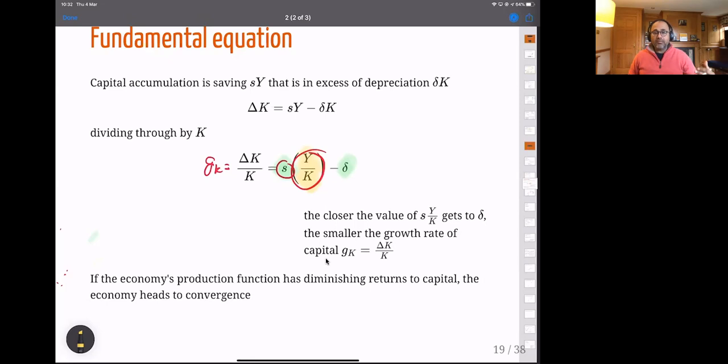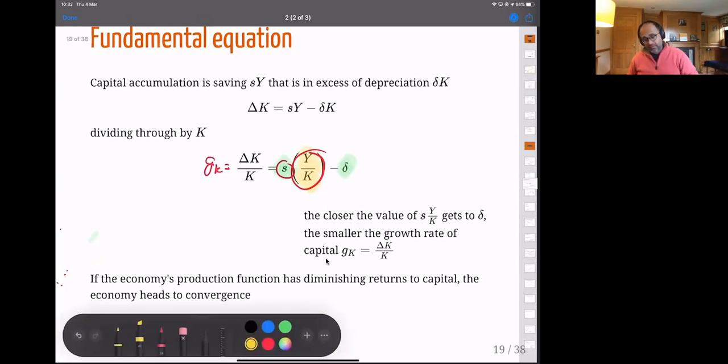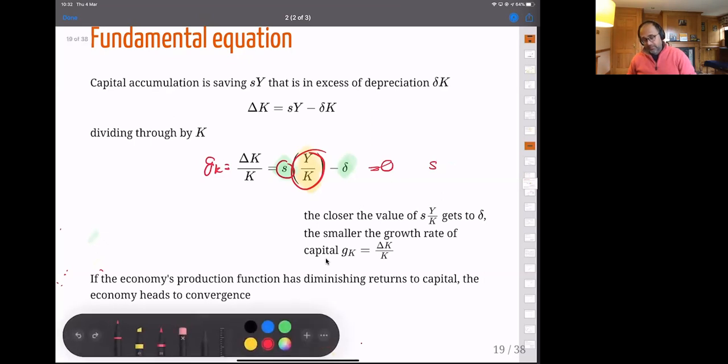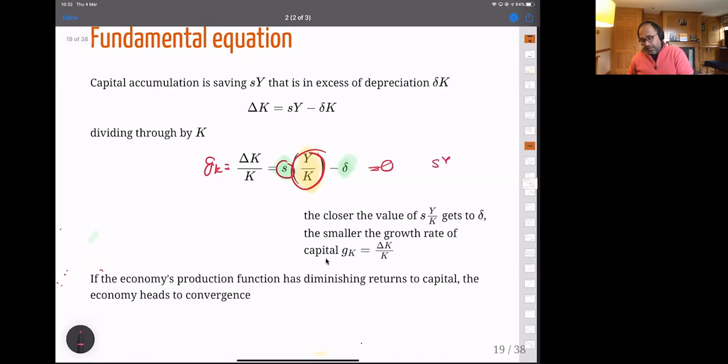And it keeps going down, and finally it goes down to zero when this is equal to zero. That means SY by K is equal to delta. That means SY is equal to delta times K. That means saving is equal to depreciation.